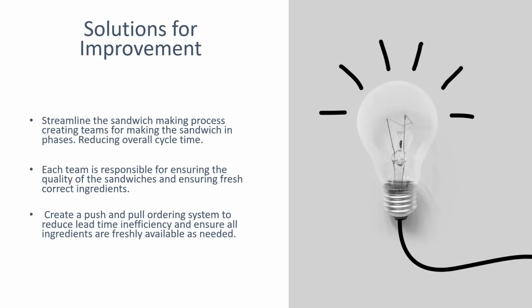So we've talked about a couple of things that helped us identify the problems. Now let's talk about solutions for improvement. We can streamline the sandwich making process, creating teams for making the sandwich in phases, reducing our overall cycle time. And we already saw that we can reduce that down to 9 minutes. Each team is responsible for ensuring the quality of the sandwiches and ensuring fresh, correct ingredients. And if we create a push and pull system for ordering, we can reduce our lead time inefficiency and ensure all ingredients are freshly available as they are needed.